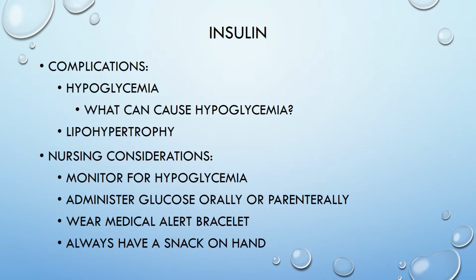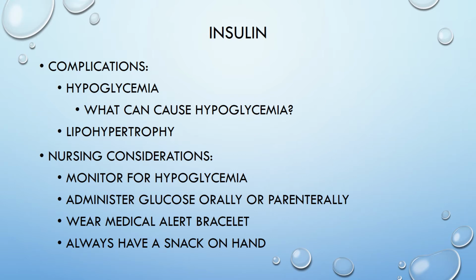Insulin complications. Sorry, hypoglycemia. What can cause hypoglycemia? Giving too much insulin can cause it. Giving insulin and them not eating can cause it. So it's anything below 60. I realize your book says 70. Vomiting, diarrhea, alcohol intake, childbirth, and then strenuous exercise, because they're using all of those glucose stores. So then your blood sugar is going to drop.